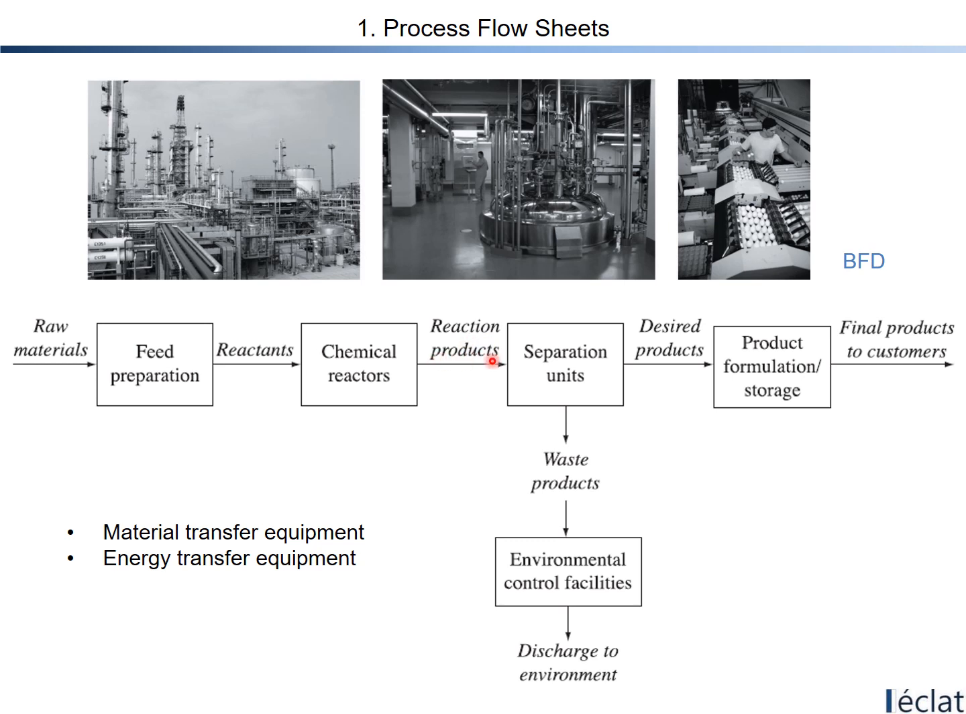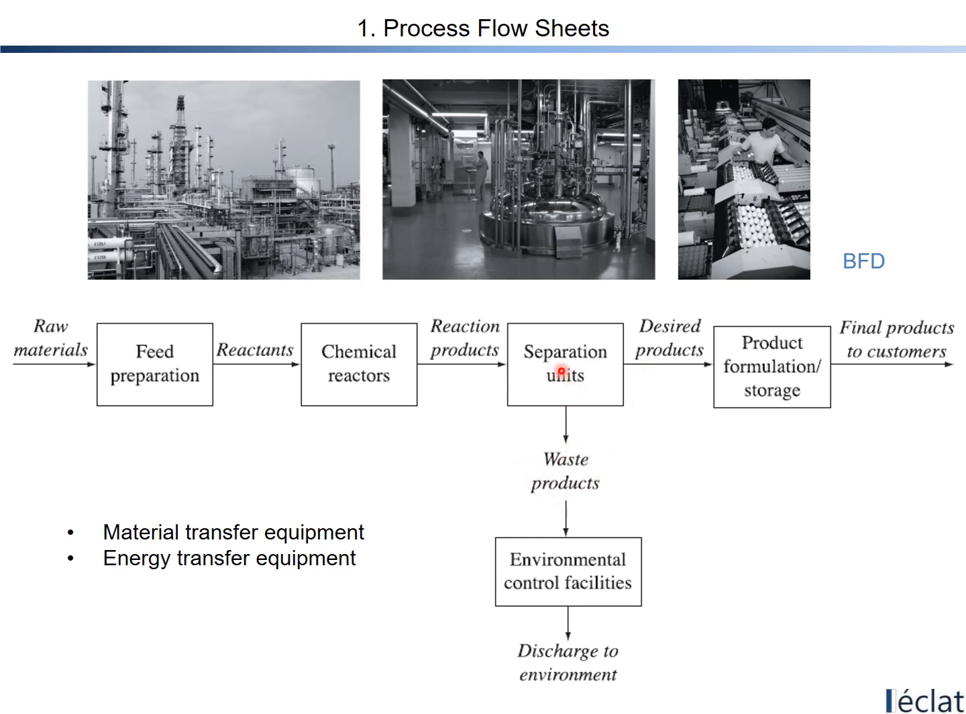In these product streamlines, you can find several things. Product, of course, desired product, I mean, and also remaining reactants, also plus byproducts. So we should separate the desired products from the others. So the next thing we need to have is a separation unit. So the separation unit has two different streams. One is going for desired products. The other is going for waste products.